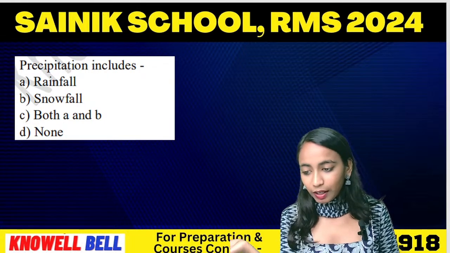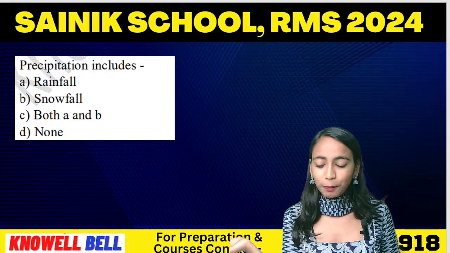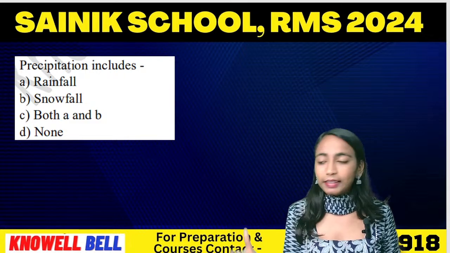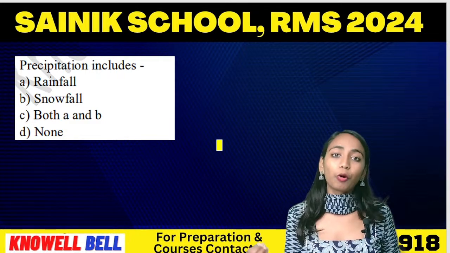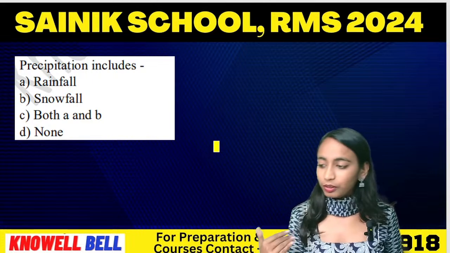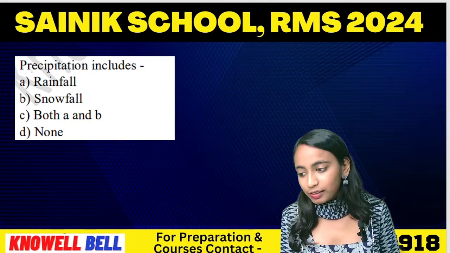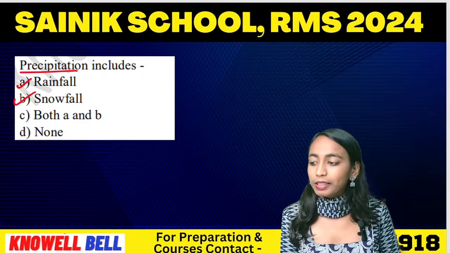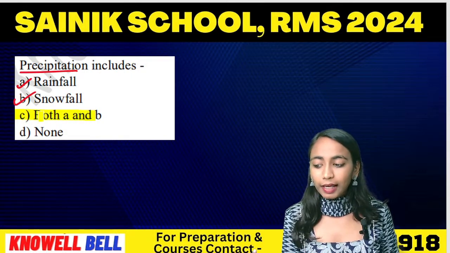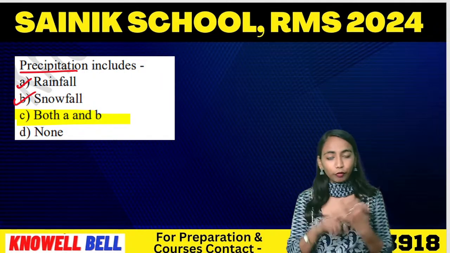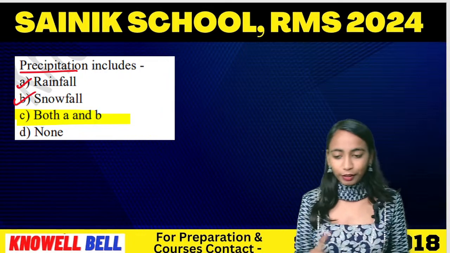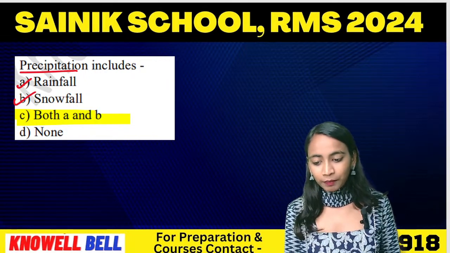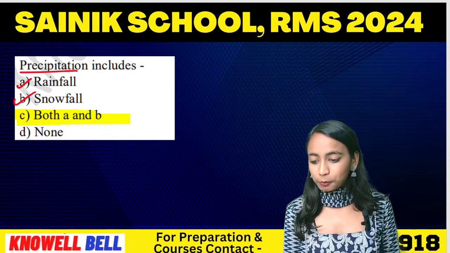Good. When we are using the term precipitation, precipitation refers to any kind of water that's coming from clouds to the earth. Okay, from clouds to earth, that is called precipitation. So precipitation can take place in both the forms. It can be in the form of snowfall, it can be in the form of rainfall. Snowfall के form में भी precipitation हो सकता है, rainfall के form में भी precipitation हो सकता है. So the right answer we will have is option C.